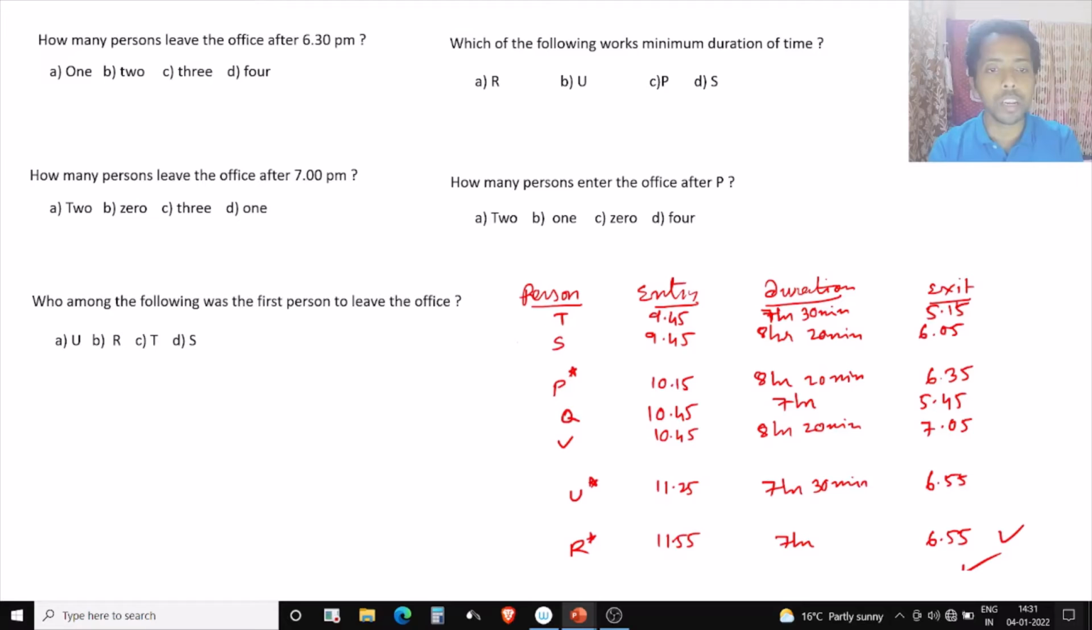How many persons leave the office after 6:30 p.m.? And the answer is after 6:30. That means this is one, 6:35, 7:05 for V, 6:55, 6:55. That means 4 persons. Option D.